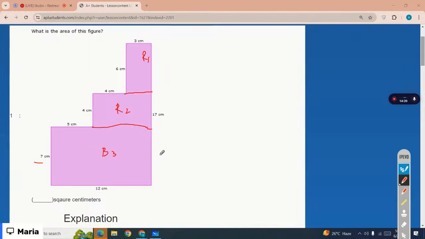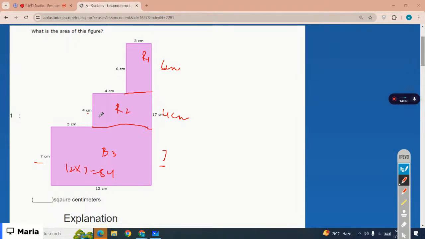Here it is 7 centimeters, so that is 7. The complete length from here to here is 12, so that is also 12. This is 4 centimeters and this is 4 centimeters. This is 6, then this is 6. The area of a rectangle is length times width. For this one, it is 12 times 7, which is 84.